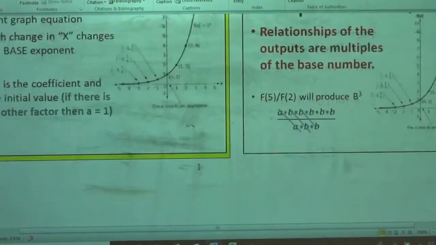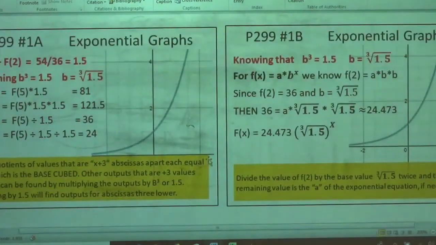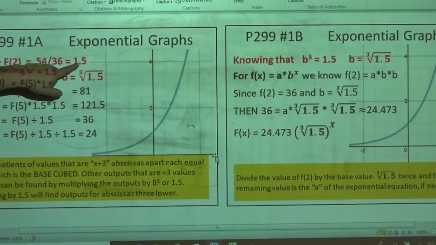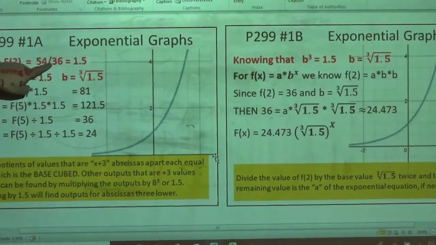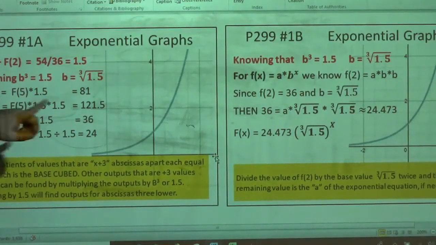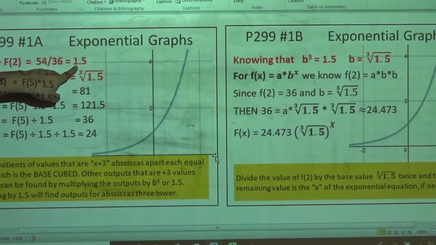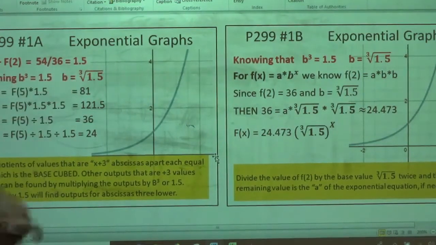All right, so now let's look at one. Now, I set this up a little different. This is for teaching. This is on page 299, problem 1. They give us f of 5 and f of 2, so the only thing we can do is set up a fraction, a division problem. When I did that, I ended up with 1.5. That is 54 divided by 36. But how far apart is this? 3. So this number is the cube of b, and to get b, I have to take the cube root.